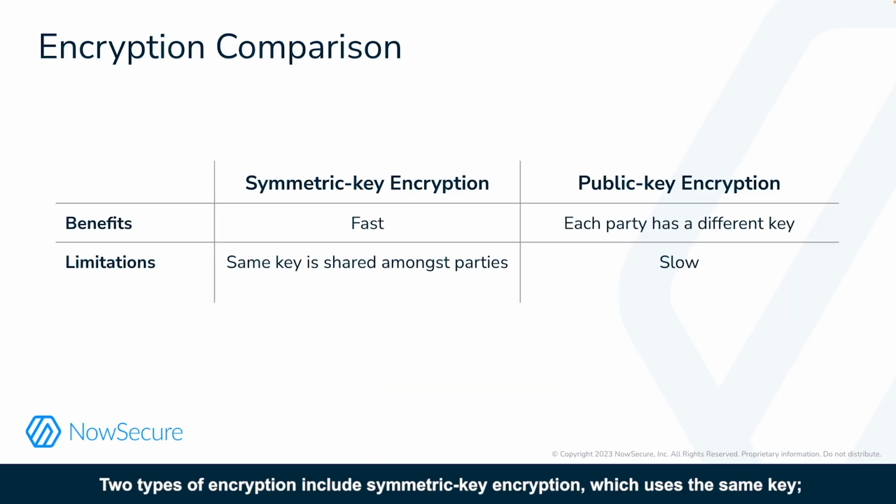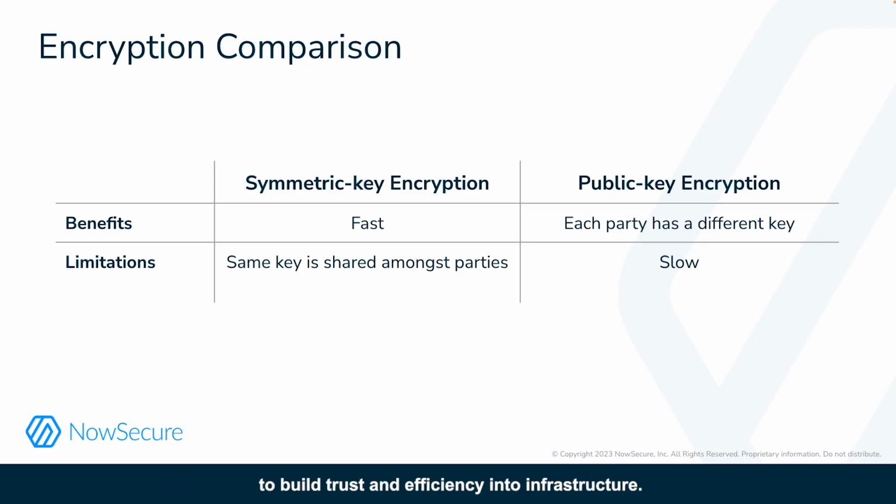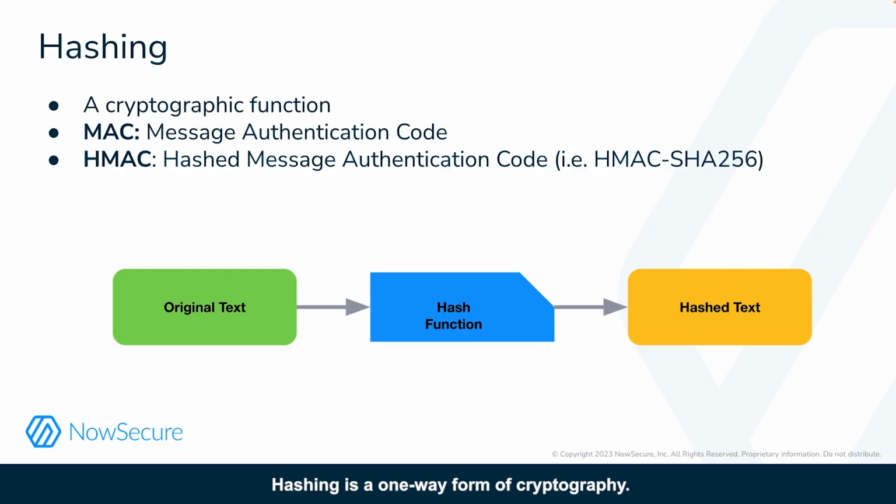Two types of encryption include symmetric key encryption, which uses the same key, and public key encryption, which requires two different keys. While public key encryption is obviously safer, it's also substantially slower. A pragmatic approach is combining these two cryptographic schemes to build trust and efficiency into infrastructure. Hashing is a one-way form of cryptography.